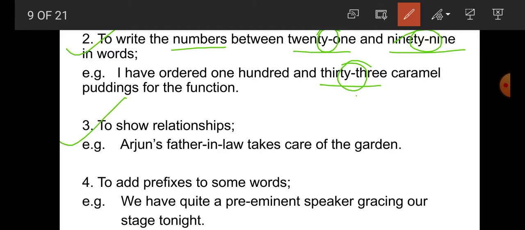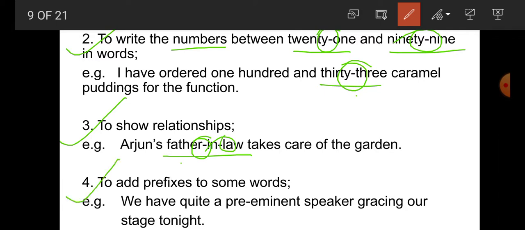Number 3, students, to show relationship. For example, Arjun's father-in-law takes care of the garden. So here father-in-law is a relationship, and how is it joined? With the help of the two hyphens. So here, students, we have got that a hyphen is used to show relationship also.